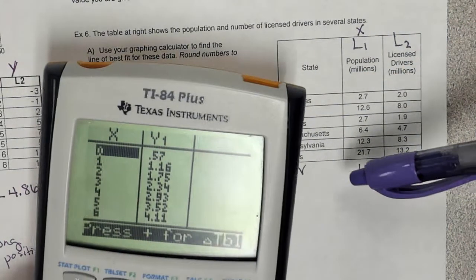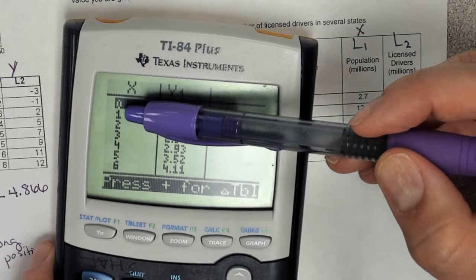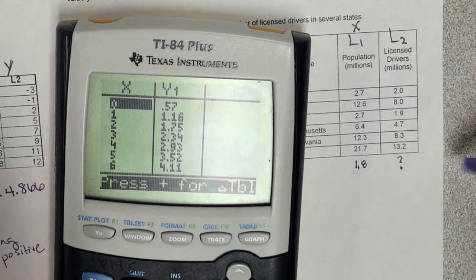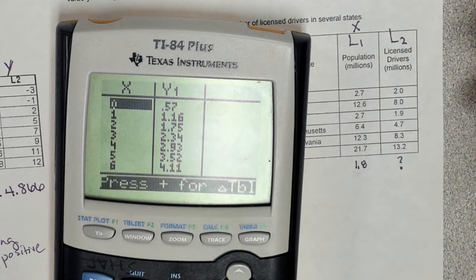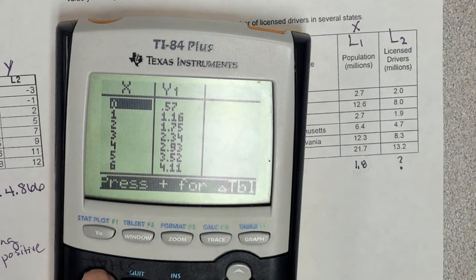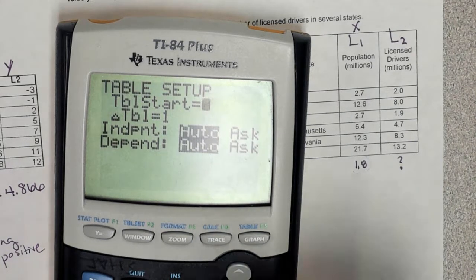So if I want to look up 1.8, I don't have 1.8 because my x's are going by 1. Does anyone know how you can change that? Yes, ma'am. Do you press like second and then table set or no? That's exactly what you do. Yeah. We would go into the table set. So you go second window will get you to the table set.